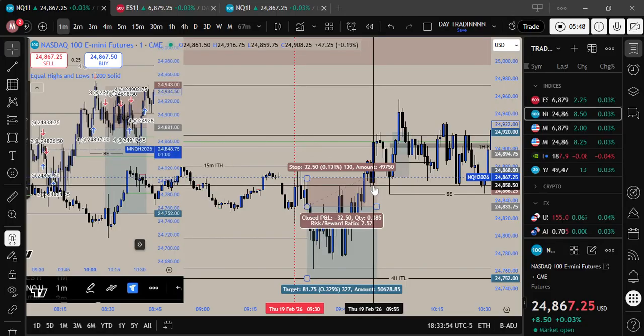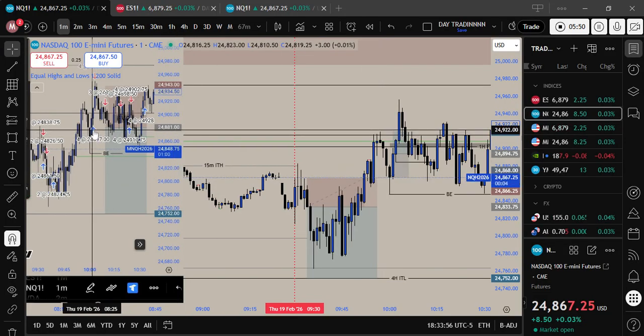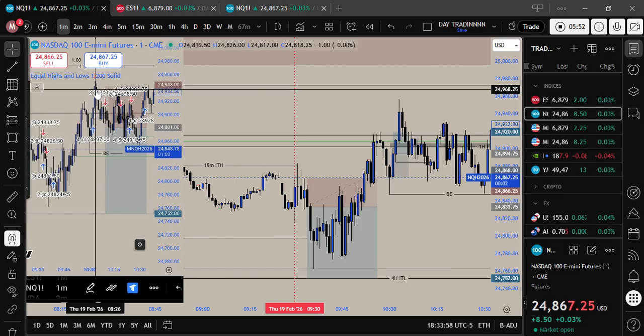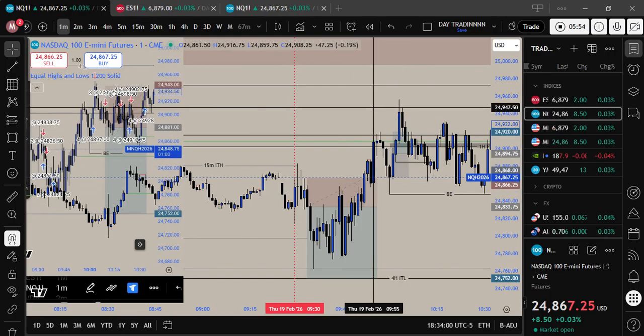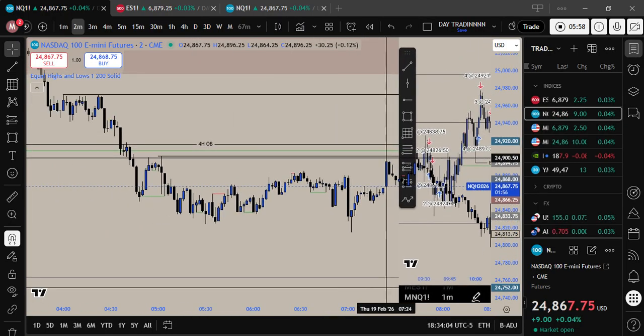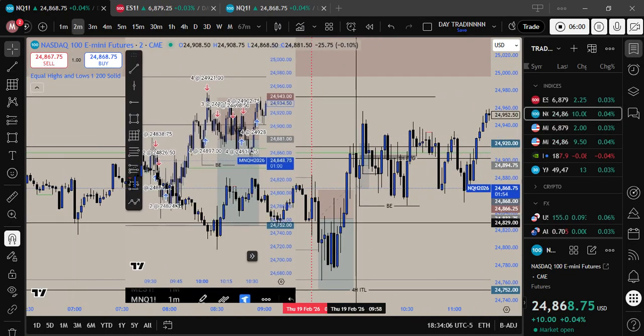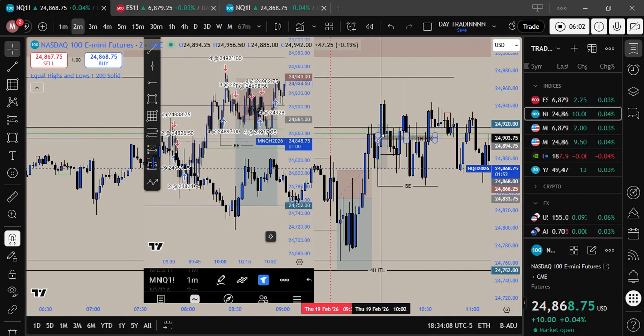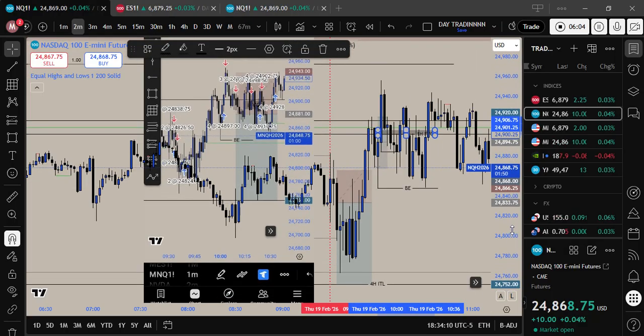So you can see I went 4 macros right there, and then I sold at the top. At that point I was up $50 on the day. And then what happened was we got this 2 minute inversion right here. We got this 2 minute inversion.